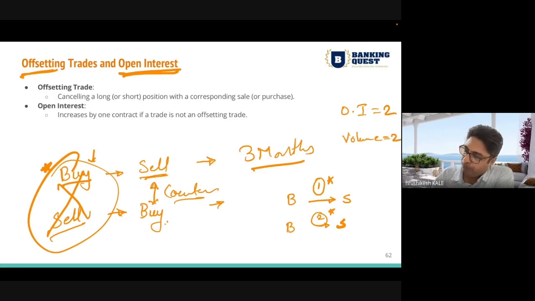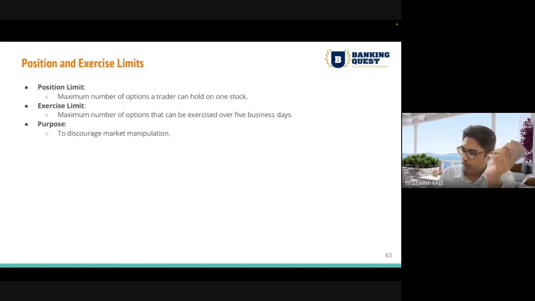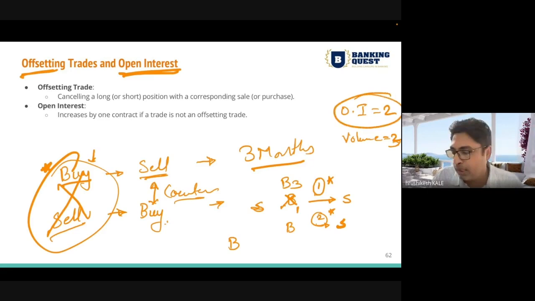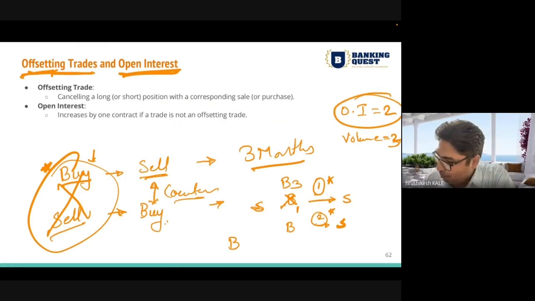Now what happened? A new buyer came and this buyer took the opposite position as a seller. He went down, so B1 went and new buyer B3 came. Here the volume has increased to 3, but the number of contracts remained 2 itself. And therefore open interest remained as 2 itself. And that's offsetting trade and open interest.